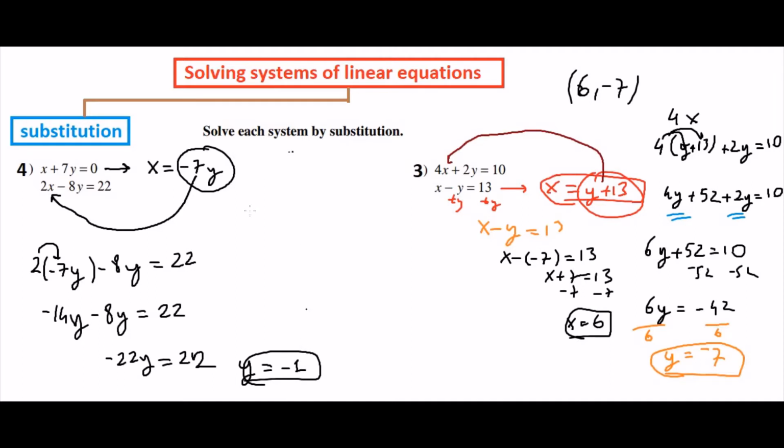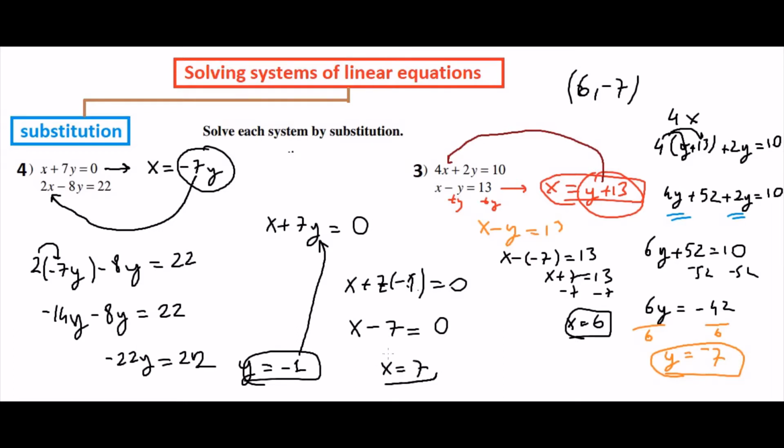If y is negative 1, then what is the x value? Let's pick the equation x plus 7y equals 0. Y is given as negative 1, so x plus 7 times negative 1 equals 0. X minus 7 equals 0, and if you add 7 on both sides, x equals 7. So the solution here is 7 comma negative 1. Be careful about which one you write first. The one you write first is always the x value, and the second one is the y value.